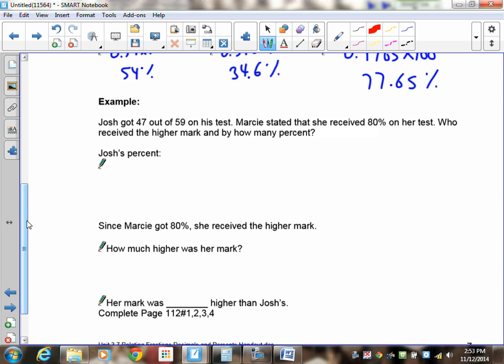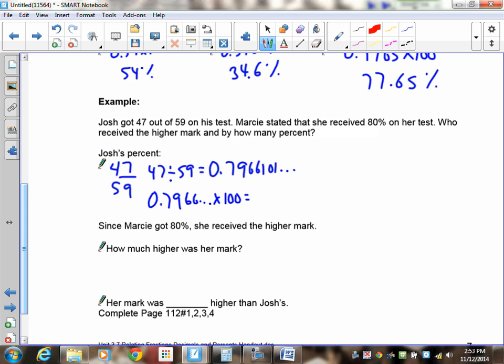Okay. Now Josh got 47 out of 59. So we have to go 47 divided by 59 to convert this into a decimal. Okay. Now that gives you 0.7966101, etc. And now I've got to take that and multiply it by 100. So that means that Josh got 79.66. Now I'm going to round this off right there. See, the 1 doesn't cause the 6 to change, so I'm just going to go to 2 decimal places. 79.66%. Okay? Remember, when you're not told, you always round to 2 decimal places.